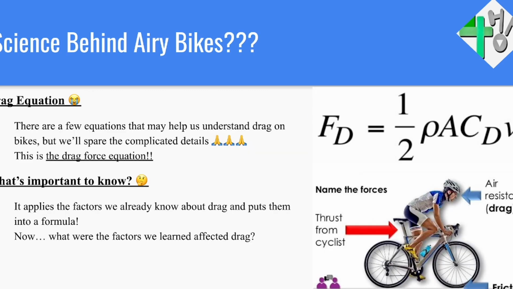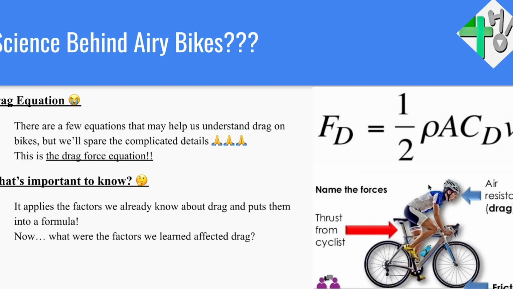Now, the science behind aero bikes, the drag equation. We use the drag equation to try to understand how to calculate drag force. We'll spare the complicated details about drag, but here's the equation if you guys were curious. The drag force equation, F_D, the drag force, is equal to half times the fluid density, I believe, if I'm not mistaken, times A, the cross-sectional area, times C_D, the coefficient of drag, times V squared, the velocity squared.